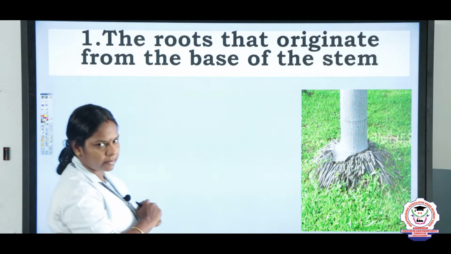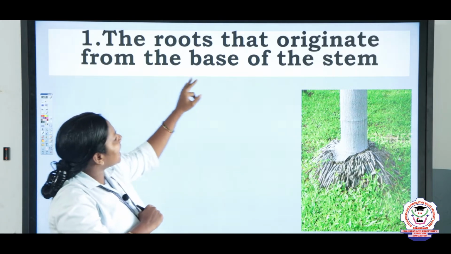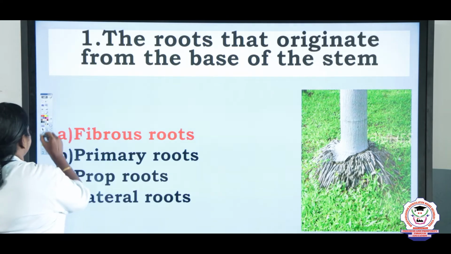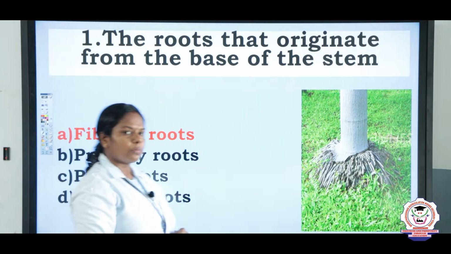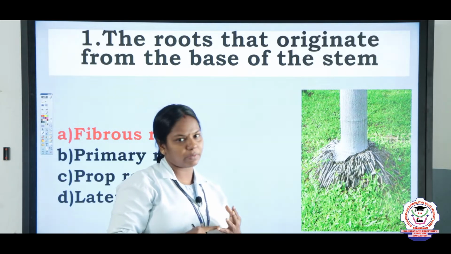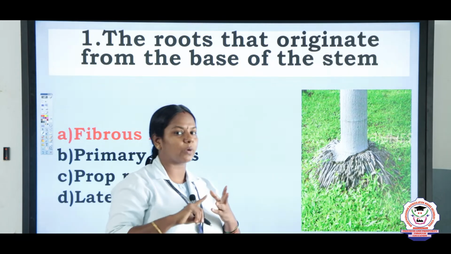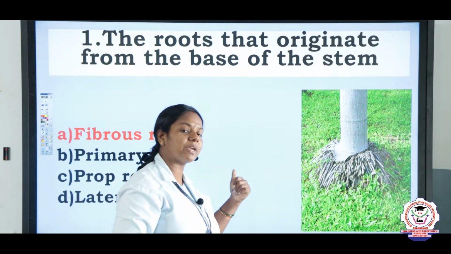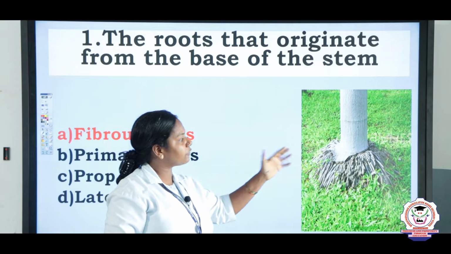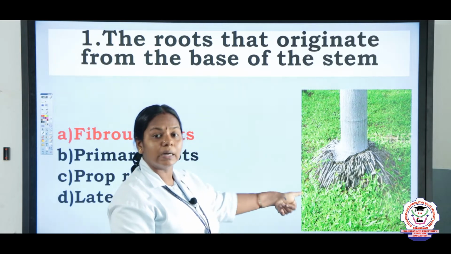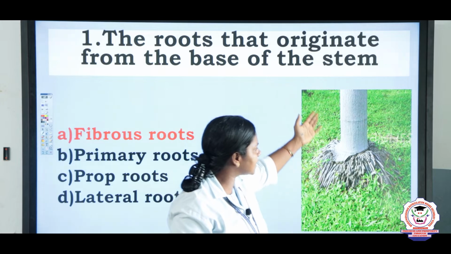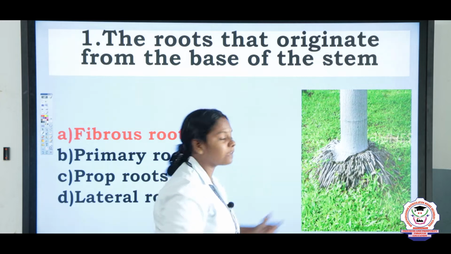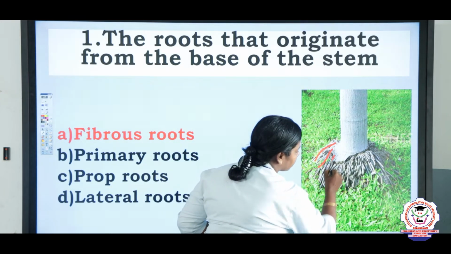Question number 1: the roots that originate from the base of the stem. Mainly there are 2 types of roots, one is the taproot system, another one is the fibrous root system. Taproot system we can see in dicot plants, and the fibrous root system we can see in monocot plants. Just look at this picture, children, it is a coconut tree and you can see many roots arising from the base of the stem, right?